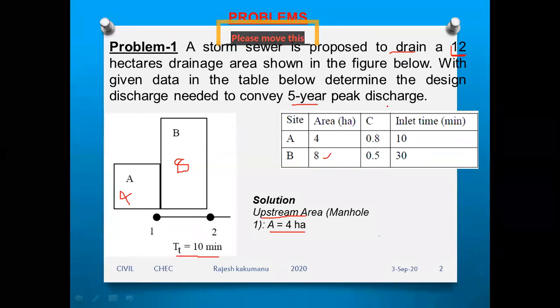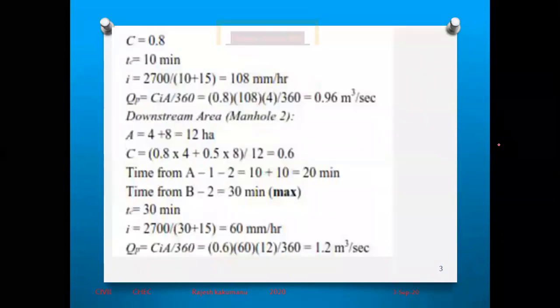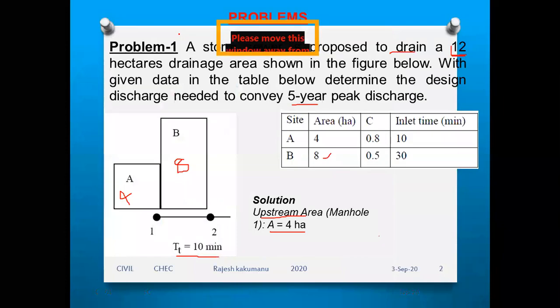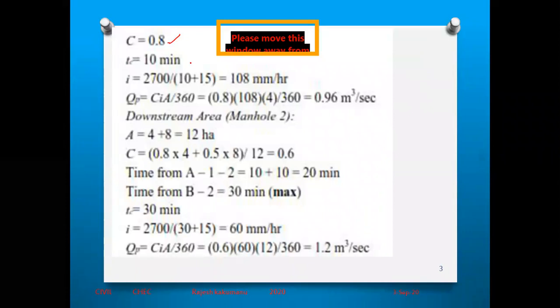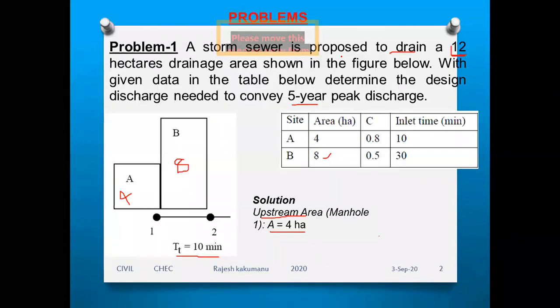Now what is being asked? He is asking for the 5-year peak discharge. Now if you see, C equals 0.8, the coefficient of discharge, for the first area, and the time is 10 minutes. So according to the formula, I equals 2000 divided by 10 plus 15, according to whatever formula is mentioned.